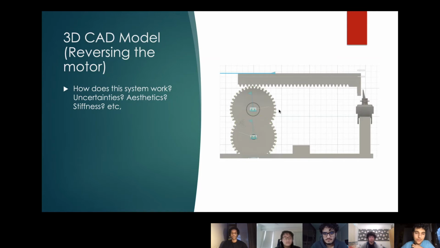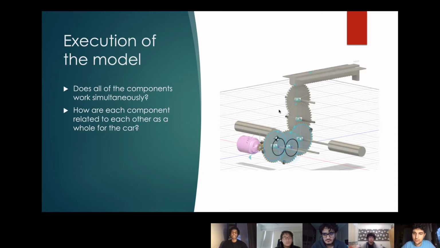This is when we took advantage of our rack and pinion design. We calculated that the rack would go back 80.4 millimeters when our car hits the wall. So we put our switch 80.4 millimeters behind our rack so it can be triggered by the rack when it hits the wall.